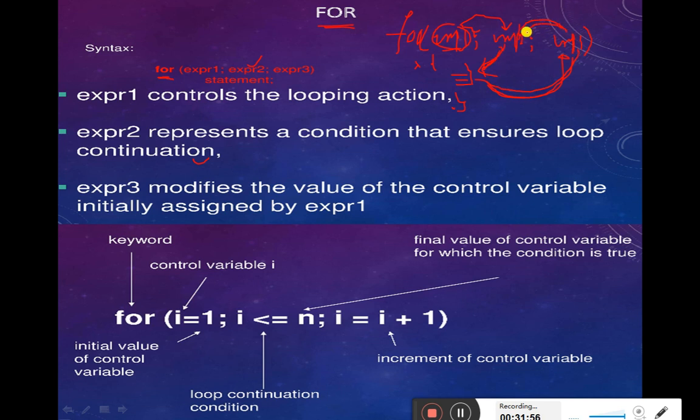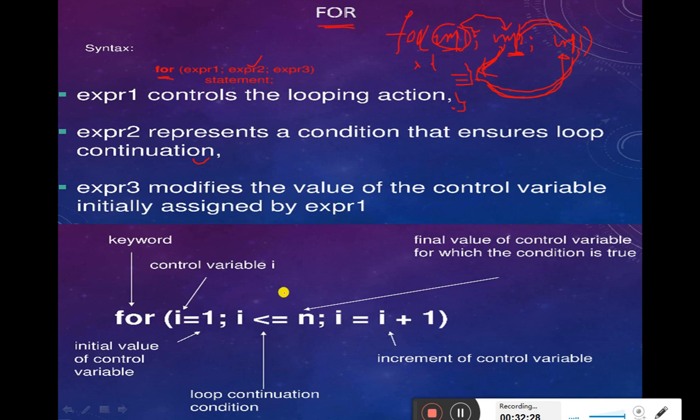So repetition. The expression 1 will be executed only once, then expression 2, body of the loop, expression 3, expression 2, body of the loop, and so on. The body of the loop will be executed one or more times, depending on how long this condition test is true.